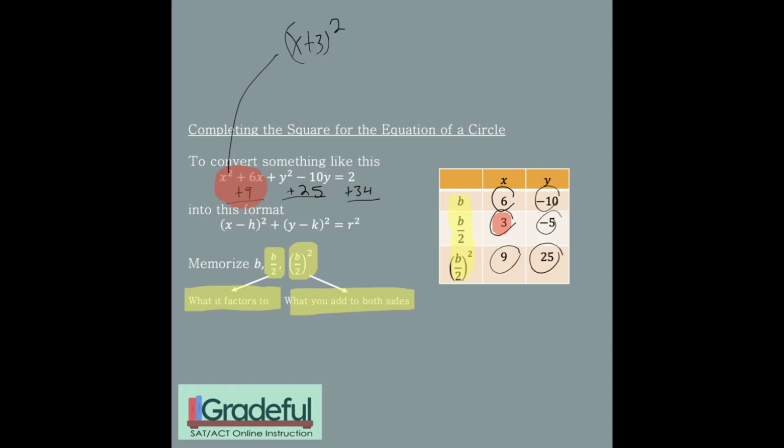And what two numbers add to negative 10 and multiply to 25, if you were doing that factoring, that would be negative 5 and negative 5. But we knew that already. So we'll just say this is y minus 5 squared. And on the right-hand side, we have 2 and 34, which is 36. So this is in the equation of a circle. We know that the center is negative 3, positive 5. And we know that the radius is 6, because the number on this side, that's your r squared for a circle. So that's how completing the square to find the equation of a circle works.